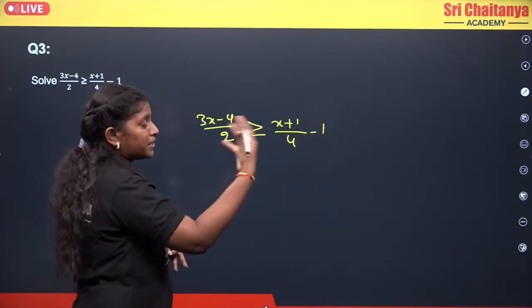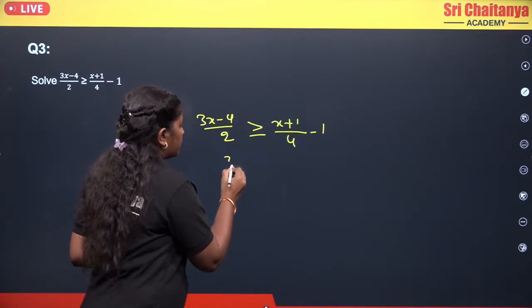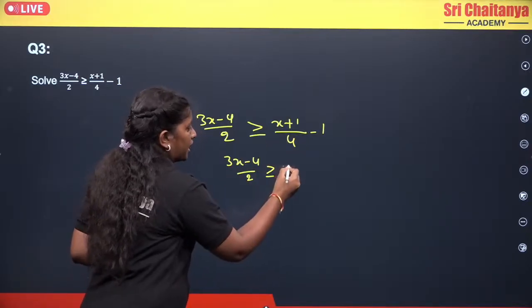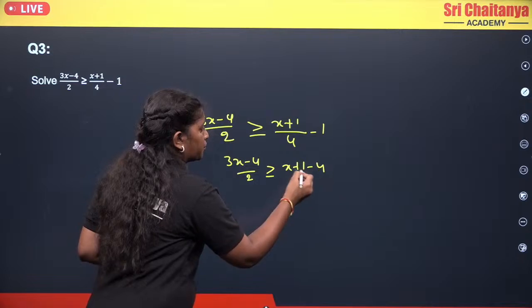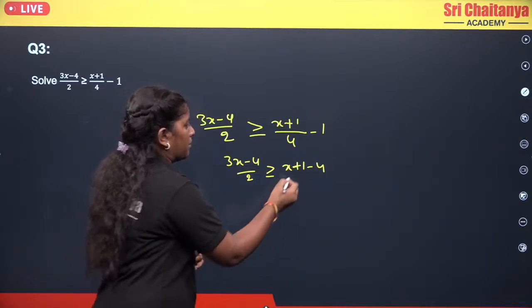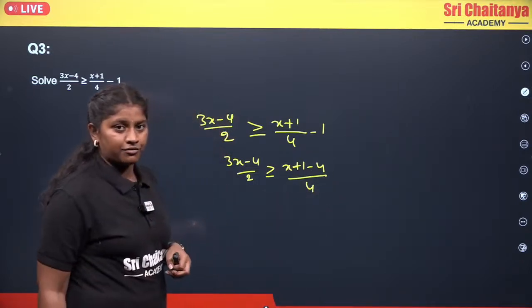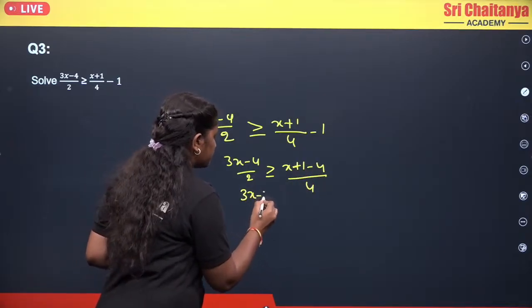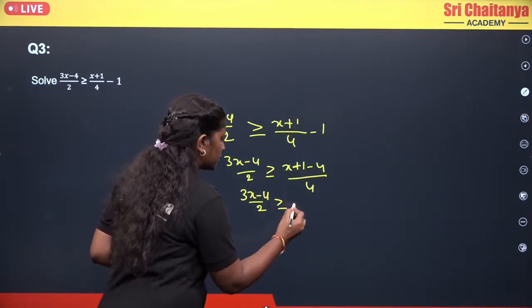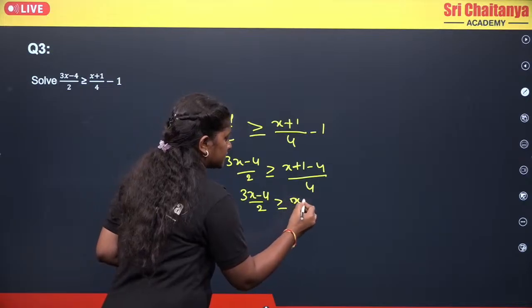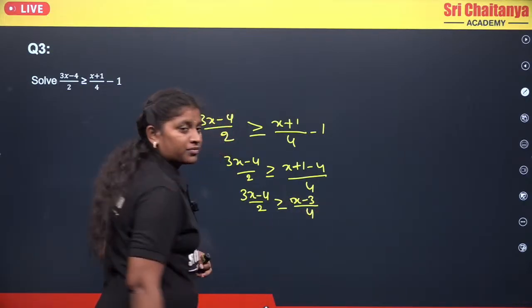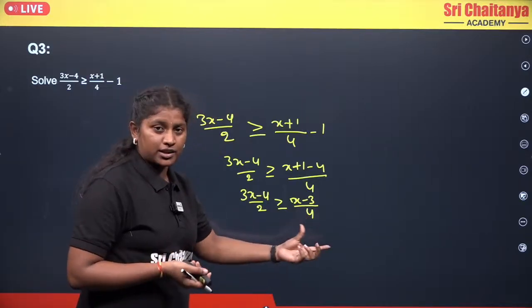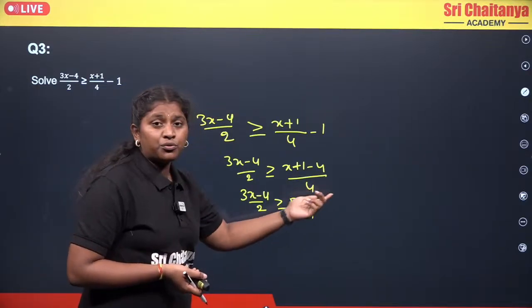Okay. Now let's simplify our RHS side. So that becomes 3x minus 4 by 2 greater than or equal to x plus 1 minus 4, okay, by 4. Fine. Now 1 minus 4 will give you minus 3. So here it will become 3x minus 4 by 2 greater than or equal to x minus 3 by 4. Okay, so now if you compare the denominators, we are having 4 which is greater. So we will try to eliminate the 4.